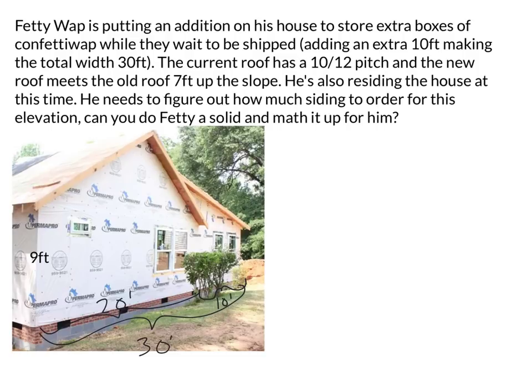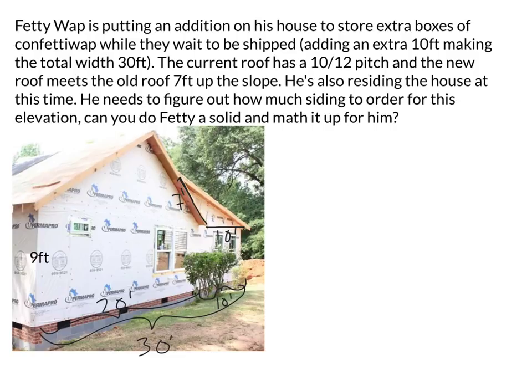All righty. Now the current roof has a 10-12 pitch, and the new roof meets the old roof 7 feet up the slope. So let's see here. First off, this sounds like this would be right here. Whoop. There we go. This is 7 feet. This right here would match the 10 feet that we put down there, so that's 10 feet. It is a 10-12 pitch. We'll see how that helps us. I don't see it yet, but I'm thinking I will in a little bit.